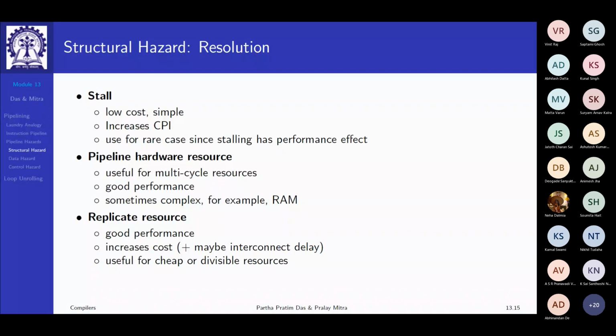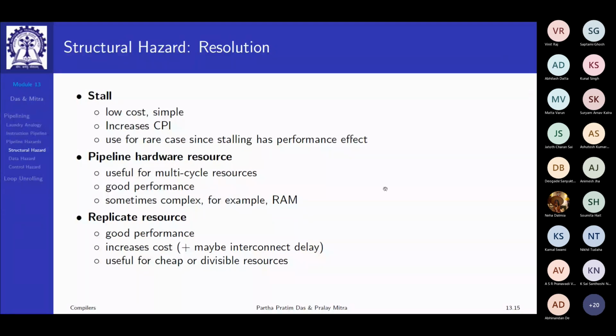It is low cost, simple, but the flip side is it will increase your cycles per instruction, because now at least one instruction has one cycle where it is not doing anything. So it will start increasing, it will become more than one, right? It can have certain performance effects.